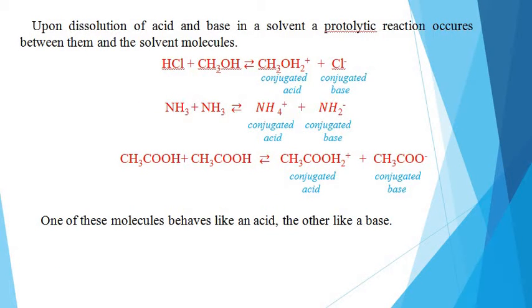Upon dissolution of acid and base in a solvent, a protolytic reaction occurs between them and solvent molecules. In this case, a conjugated acid and conjugated base form, or in the protolytic reaction of acetic acid, two acetic acid molecules form one conjugated acid and one conjugated base.